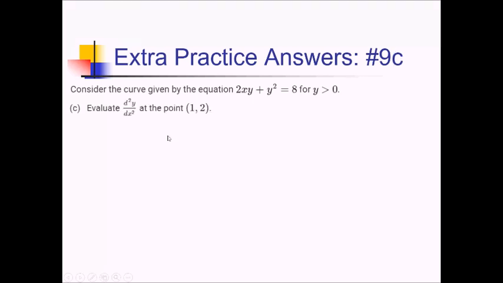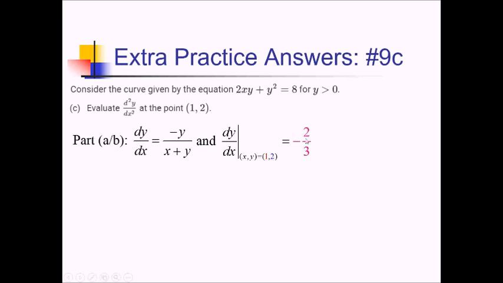For this part of the problem, they want us to find the second derivative for this curve at the point 1, 2. So a few key facts I'm going to recall from past parts of this problem. In part A, we saw that dy over dx was, again, negative y over x plus y. And in part B, we found that dy over dx evaluated at the point 1, 2 had a value of negative 2/3. So we already found this or knew it already.